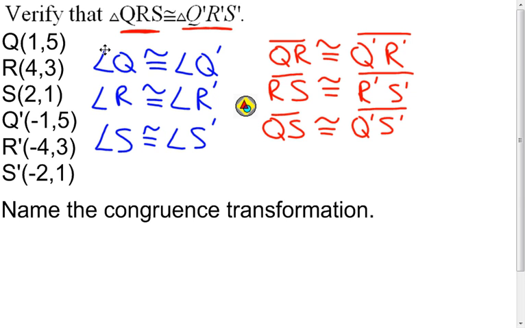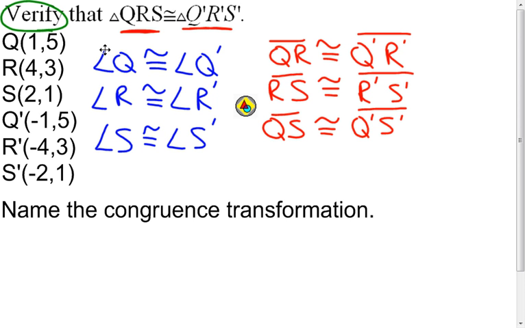Now when I look at this, I have all my angles over here on the left side, I have all my sides over here on the right side. I've shown that I have those 6 pieces of congruent pieces. Therefore I know that these triangles are congruent. I have indeed verified that my 2 triangles are congruent.